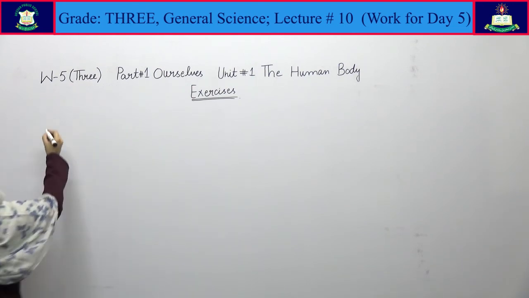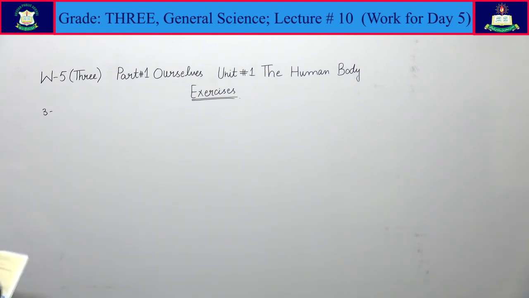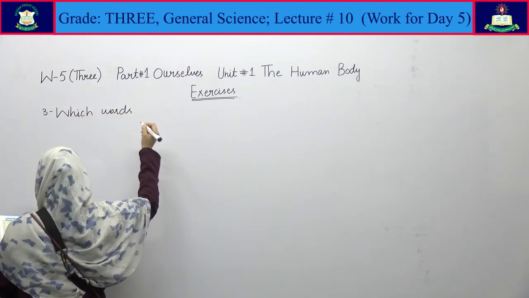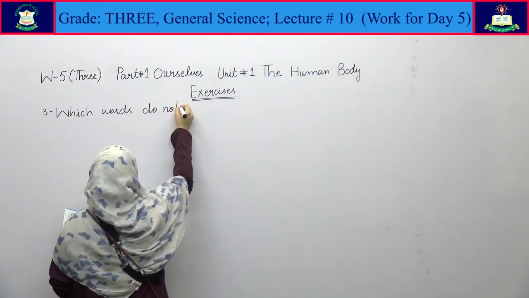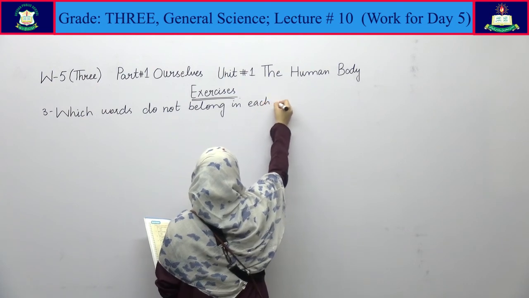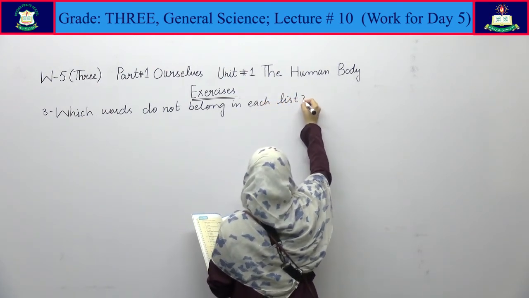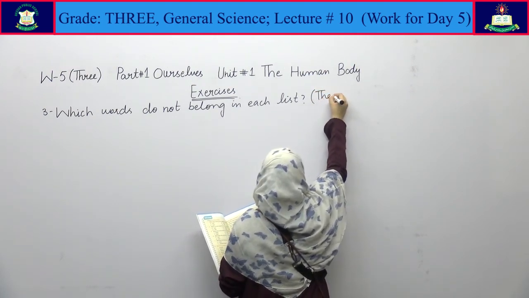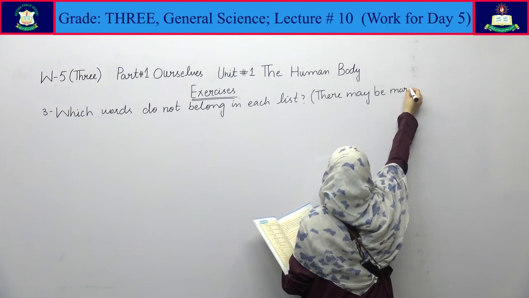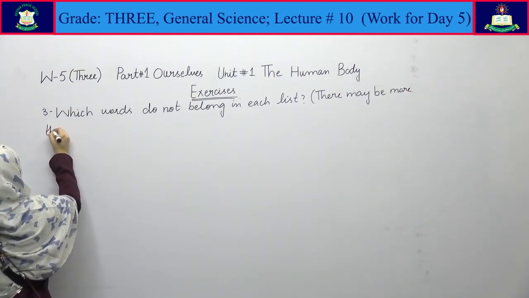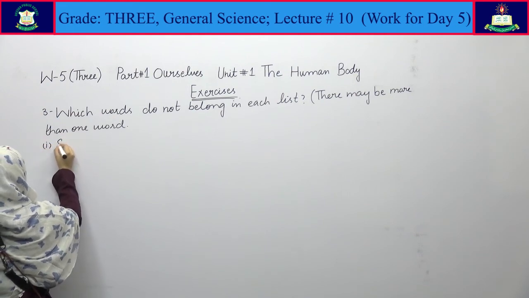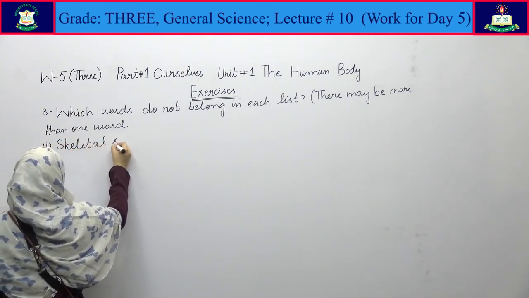Students, question number 3 is, which words do not belong in each list? There may be more than one word. One is skeletal system.